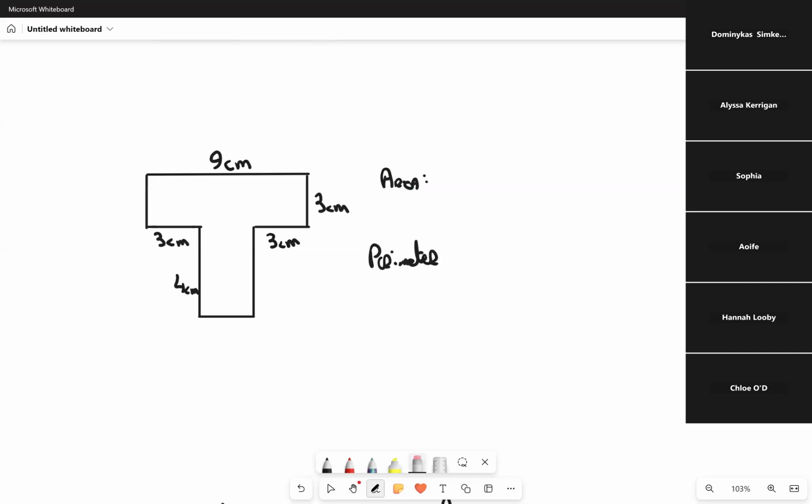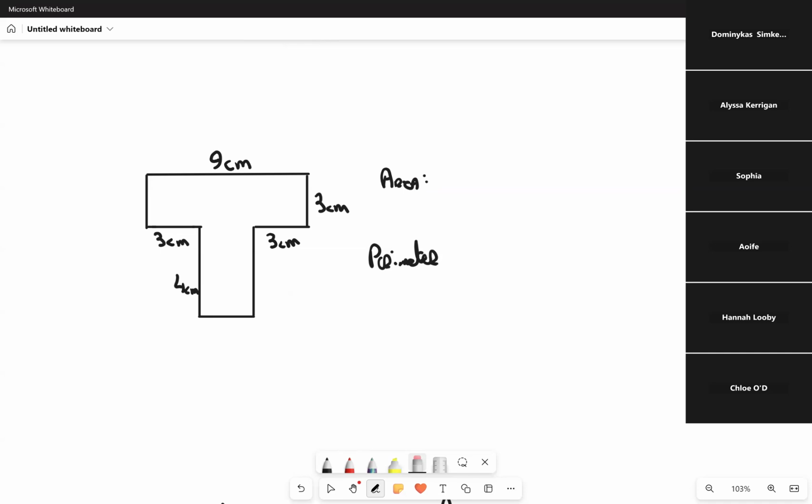So we have formulas for the area of a rectangle and the area of a triangle. But look at this shape. This is a T shape. I can tell you there's no formula for the area of a T. But would you be able to find the perimeter and the area of that shape, even though there's no direct formula for the area of it?